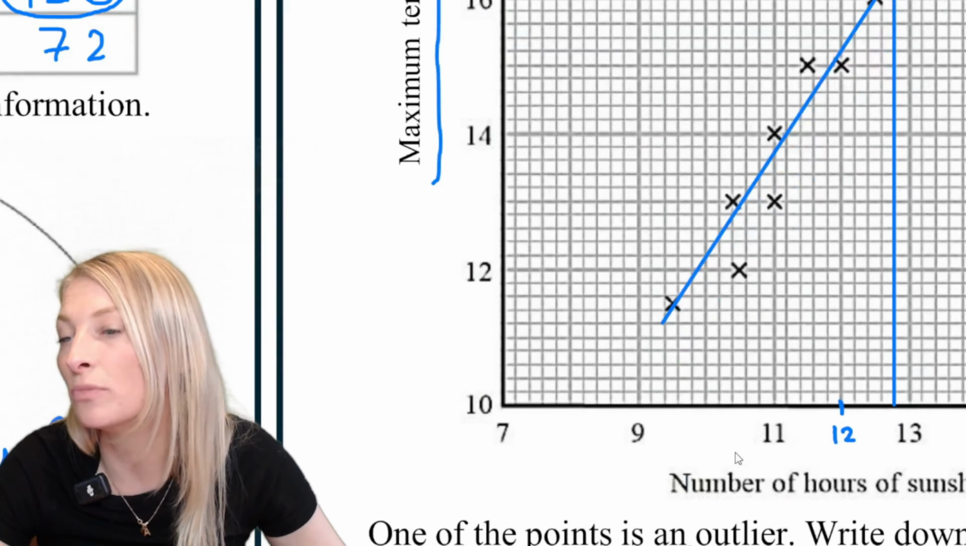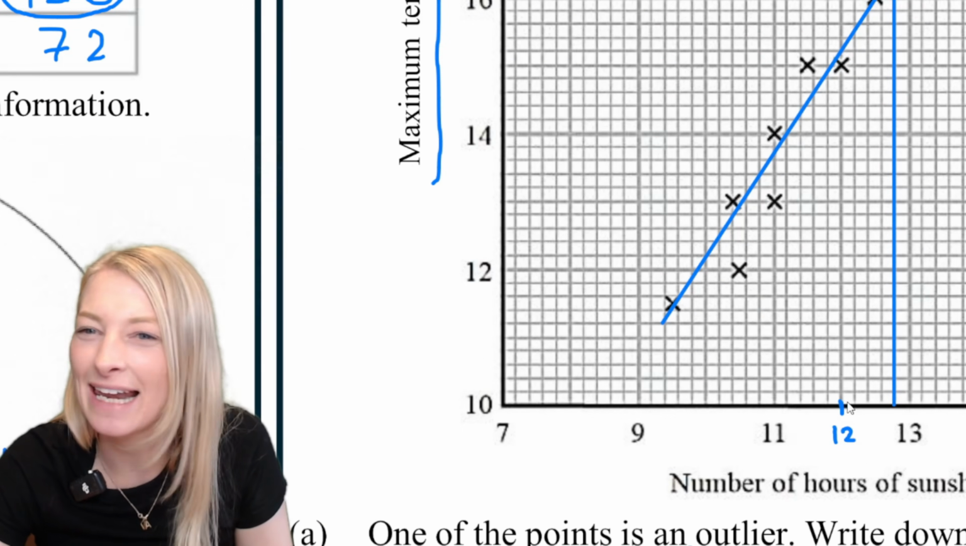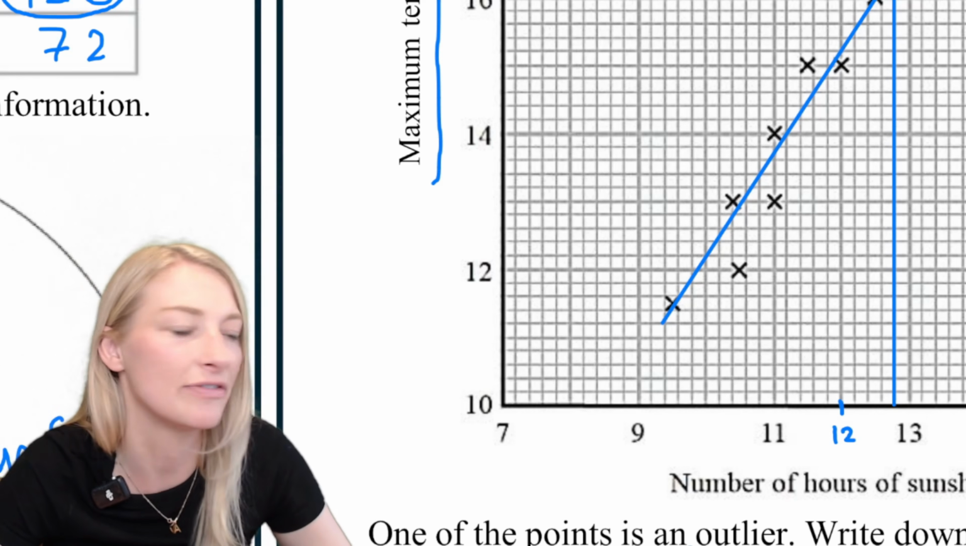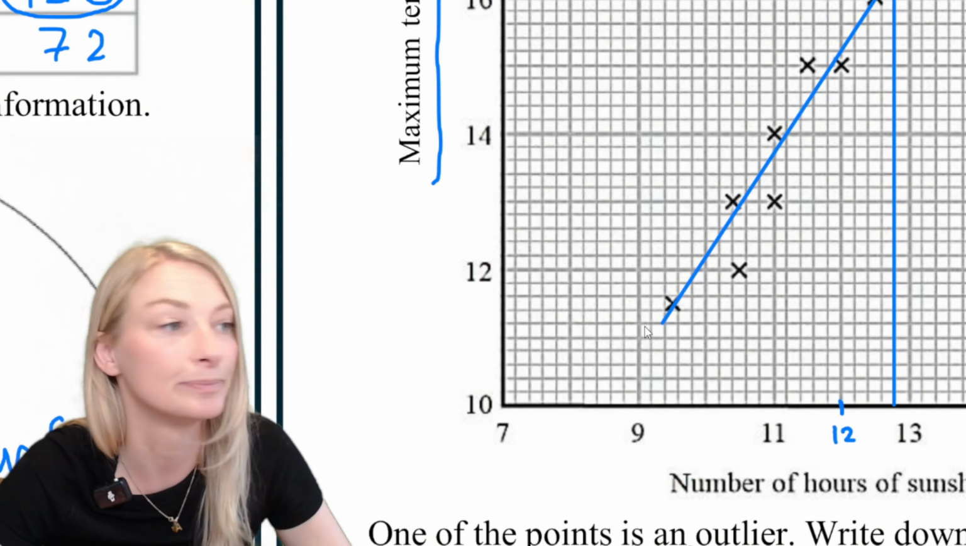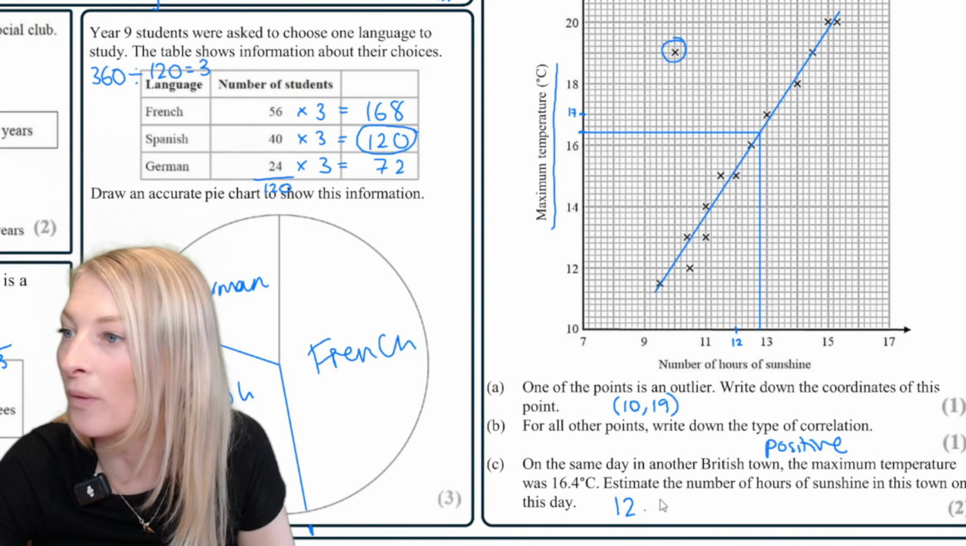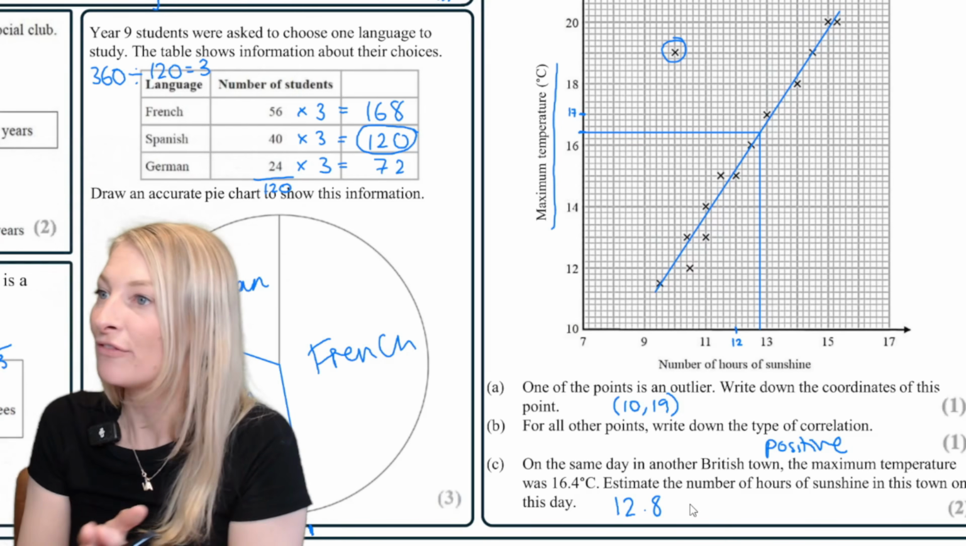You would get a small range of answers that you would be allowed, but I think it allows you between 12 and 13 on this one, actually, from memory. But yeah, 12.8 was my answer. Hopefully you got something similar to that. So I'm going to pop 12.8 there as the hours of sunshine. And that is it. Fully complete.